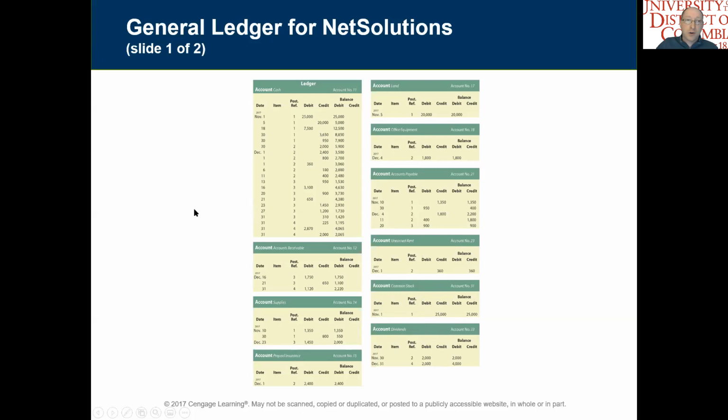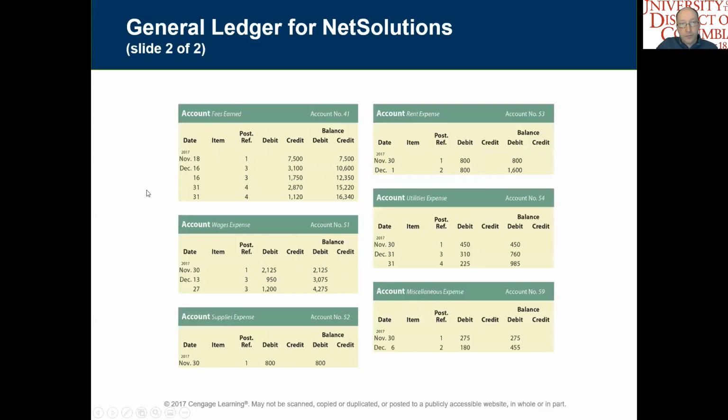Think of your general ledger accounts as the list of the transactions for each account. The ledger represents that for each account. And this is just a continuation: fees earned, wages expense, supplies expense, rent expense, utility expense, and miscellaneous expense. You can see each date that that account was impacted, the reference to that respective account, that respective transaction, the amounts, and so forth and so on. And this represents the balance of that account.